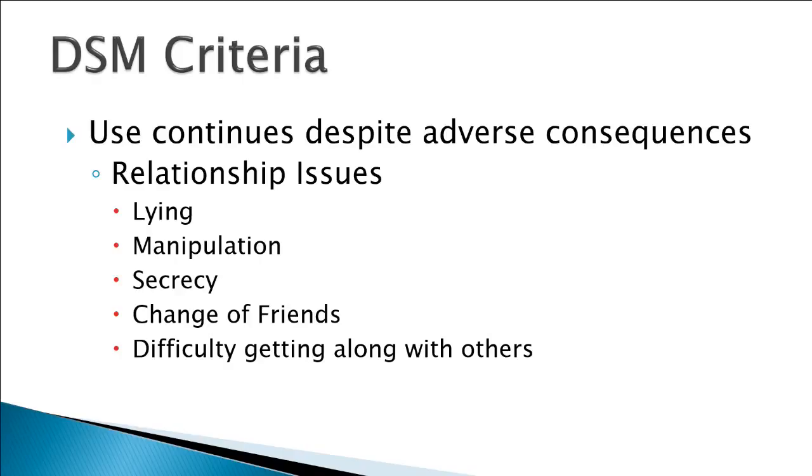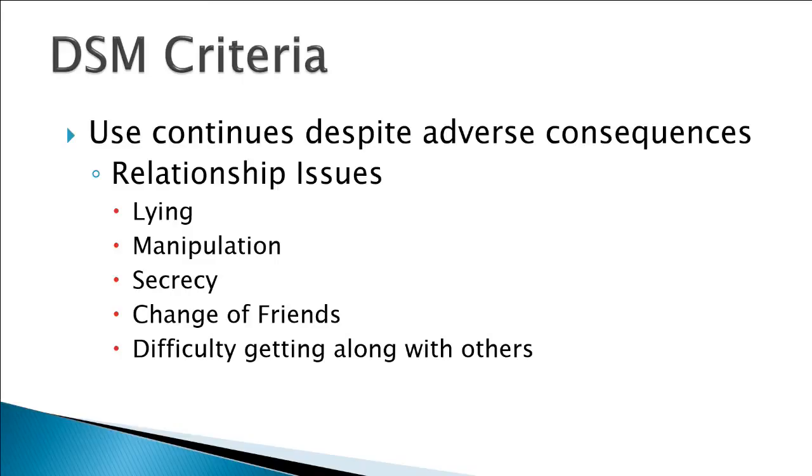They start lying to people, manipulating, being secretive. They may change friends, not only because their attitude has changed and they've got some paranoia and depression and anger going on, but also because they are going to gravitate more toward friends that share a similar interest or addiction.